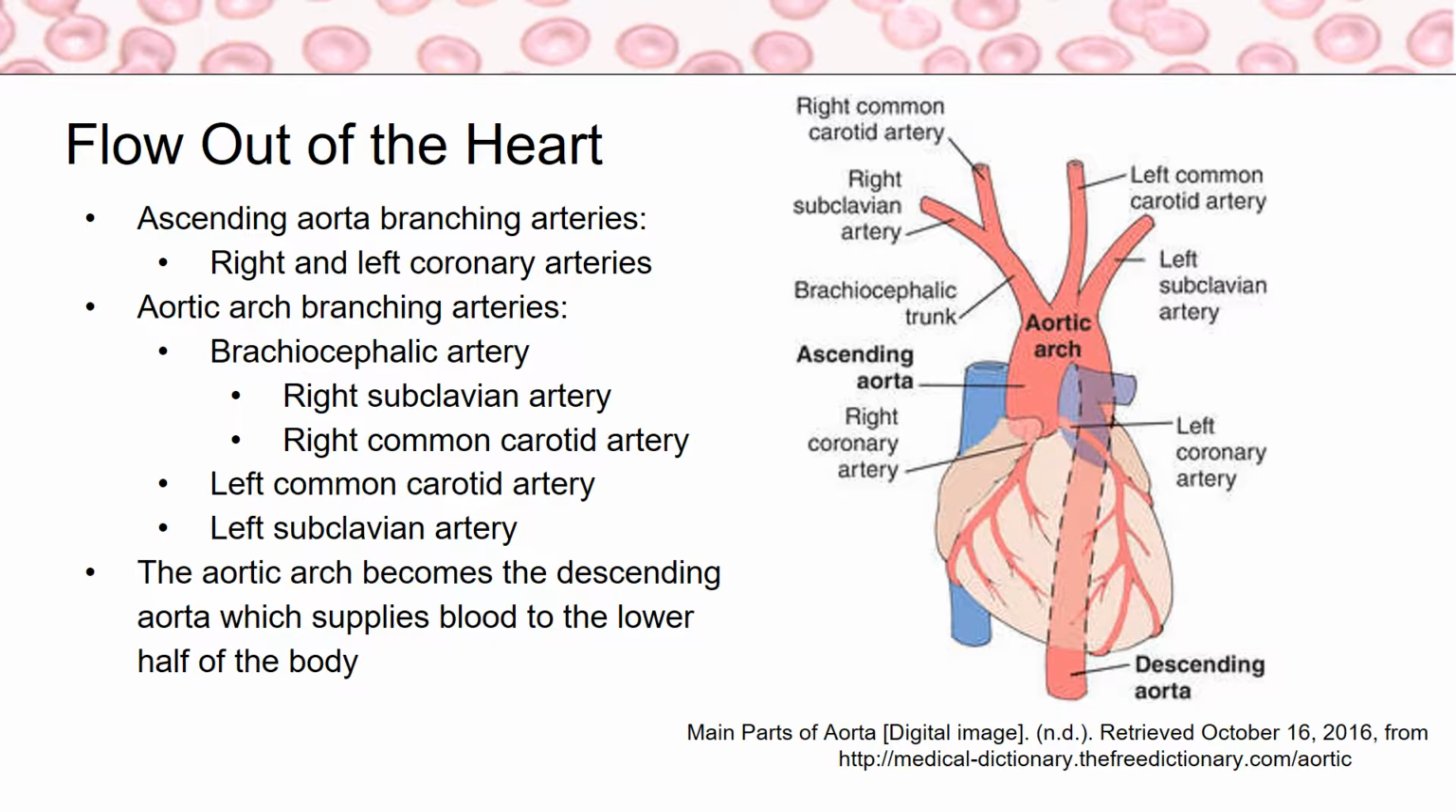So looking at flow out of the heart, it goes out via the ascending aorta, and then right away it can branch into either the left or the right coronary arteries. These arteries supply the heart tissue itself with oxygen.